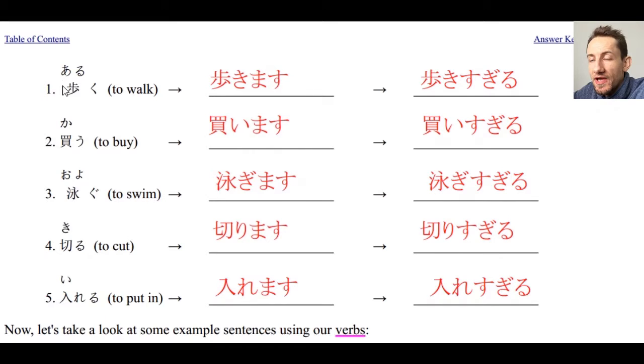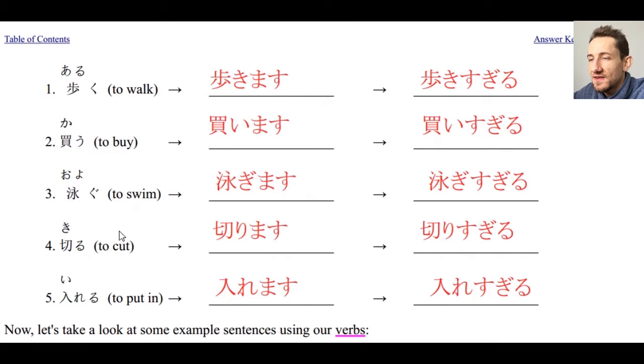All right, number 1, we have aruku. We get arukimasu, arukisugiru. Number 2, kau, kaimasu, kaisugiru. Number 3, oyogu, oyogimasu, oyogisugiru, swim too much. Number 4, kiru, kirimasu, kirisugiru.